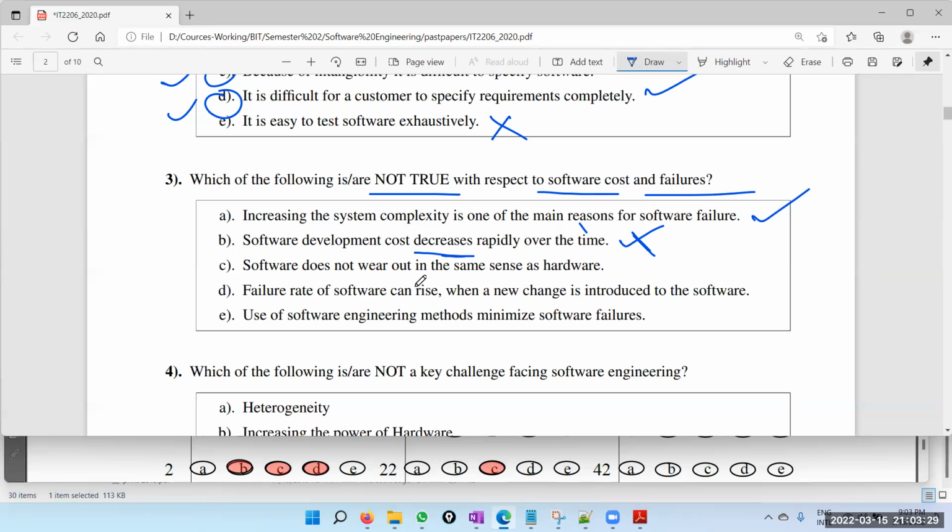Software does not wear out in the same sense as hardware. Yes, there's no wearing, right? No matter how much software is used, it doesn't wear out. Failure rate of software can rise when new changes are introduced to the software. Yes. So whenever a new change is introduced, there is a possibility of new failures also, because the modifications may have introduced new bugs. Yes. Once a change happens, the failure rate goes up again.